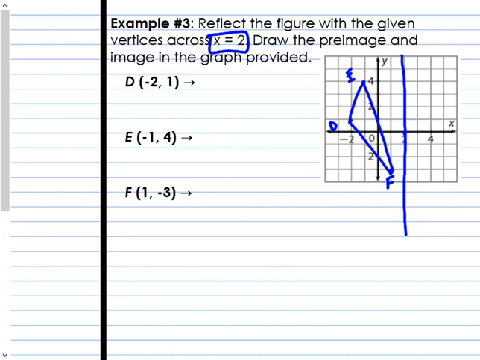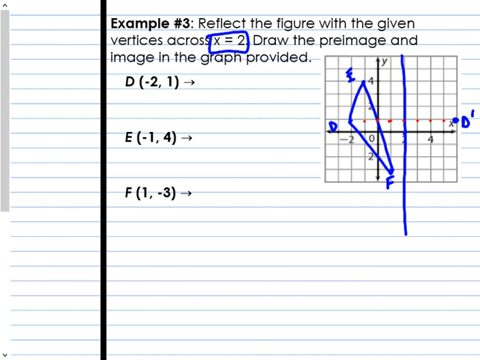So the first thing you have to do is figure out how far away it is from the line of reflection. So you're going to start with our point D. D is at -2. And let's use red. So D is at -2. It is 1, 2, 3, 4 away from the line of reflection. So I have to go 4 more. 1, 2, 3, 4 for my new point, since I am reflecting across x equals 2. So here is my D prime.